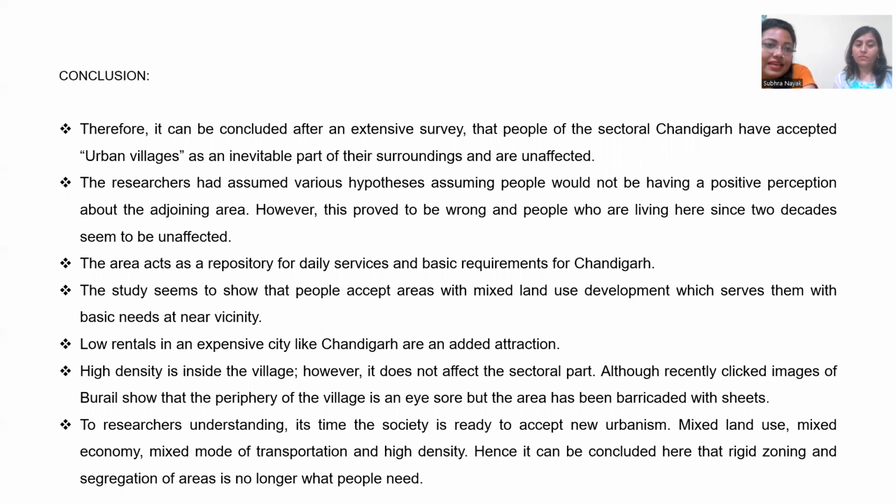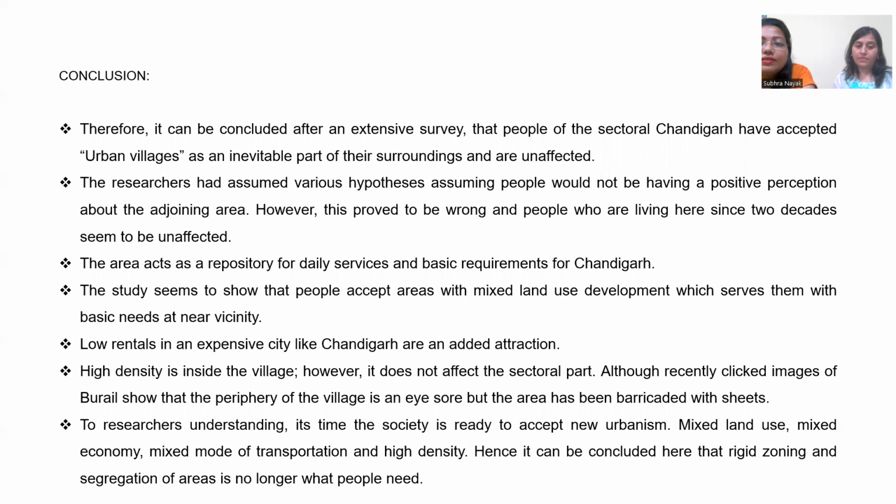The area acts as a repository for daily services and basic requirements for Chandigarh. The study seems to show that people accept areas with mixed land use development, which serves them with basic needs at their vicinity. Low rentals in an expensive city like Chandigarh are an added attraction. High density is inside the village. However, it doesn't affect the sectorial part.